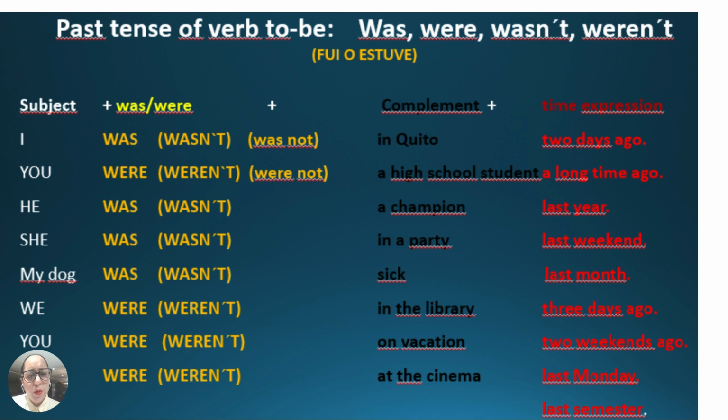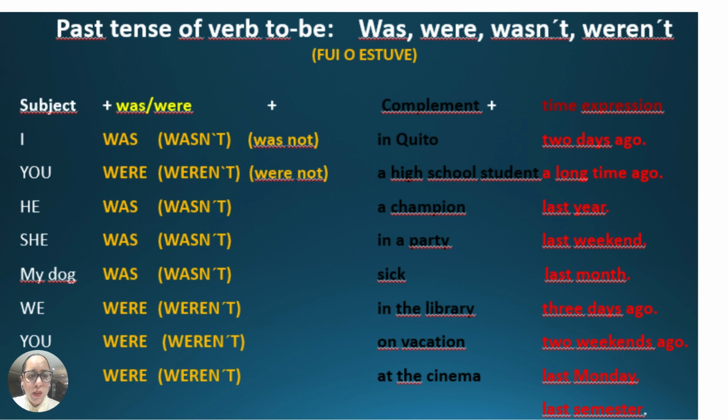To form positive statements with was and were, let's see this chart in which we have first the subject, then was or were, depending on the subject, a complement, and the adverb of time or past time expression. For I, you need was or wasn't. For you, were and weren't. For he, she, and it, you need was or wasn't. For we, you, and they, you must use were or weren't.